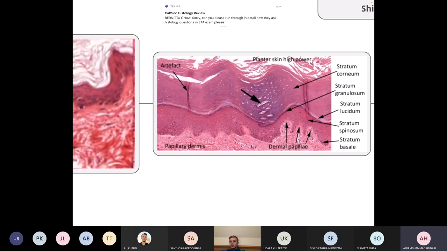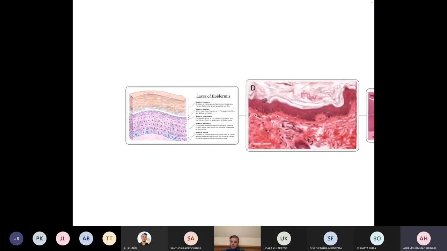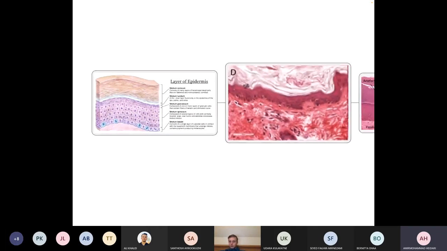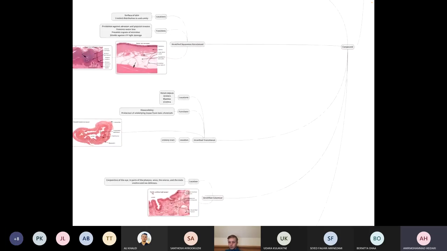So, as I said, they tend to give pictures and you should identify the epithelium. That's basically it. And they also ask about function and why a specific thing is there. That's mostly it in terms of what they ask in the ETA. If you use the quizzes, those are very useful. I think they're not the same, but similar to what you should expect for the exam.